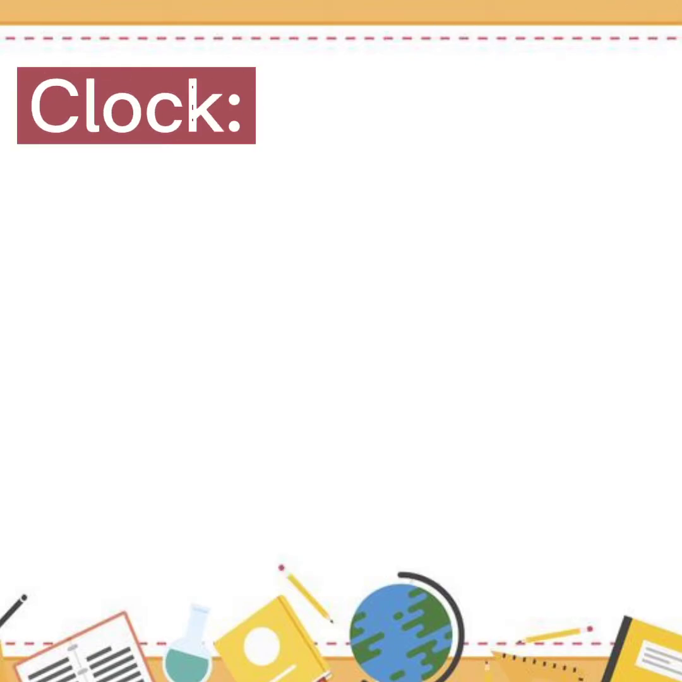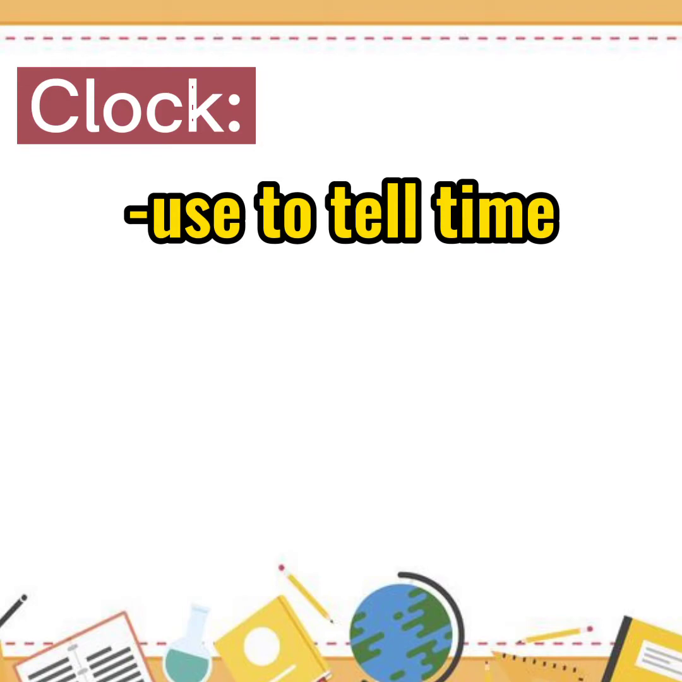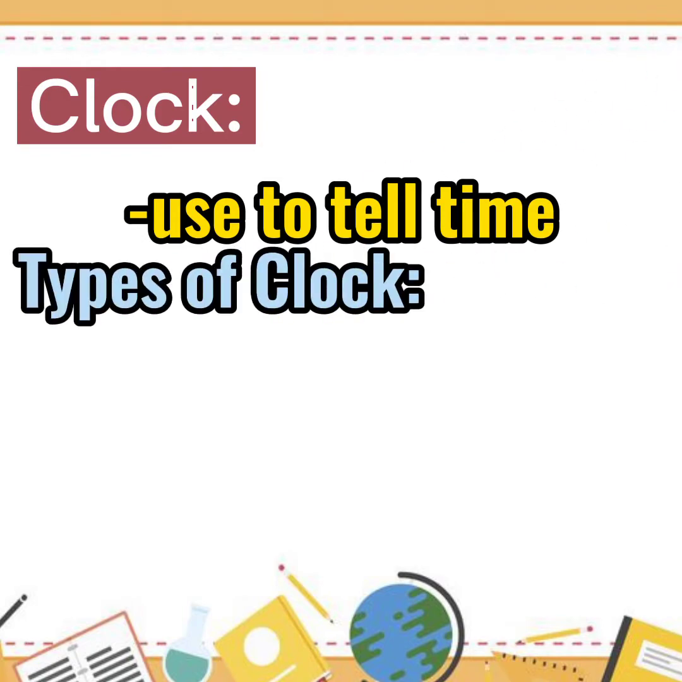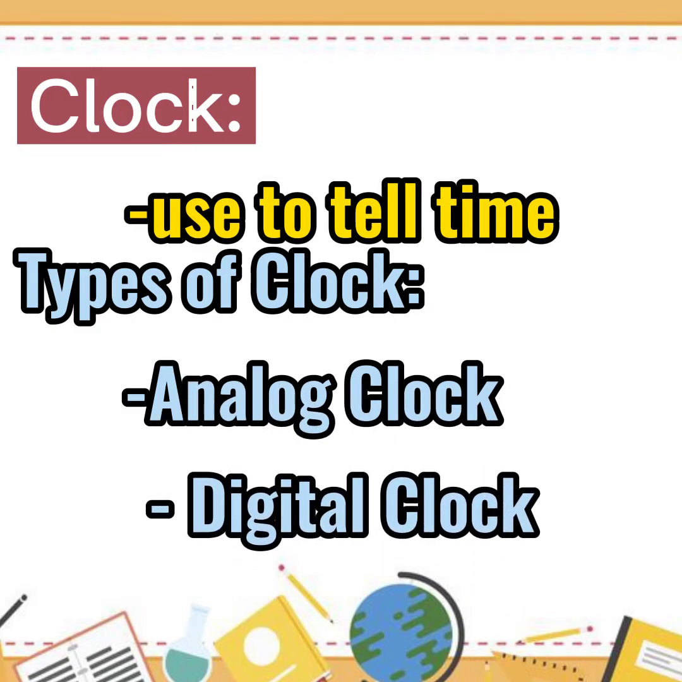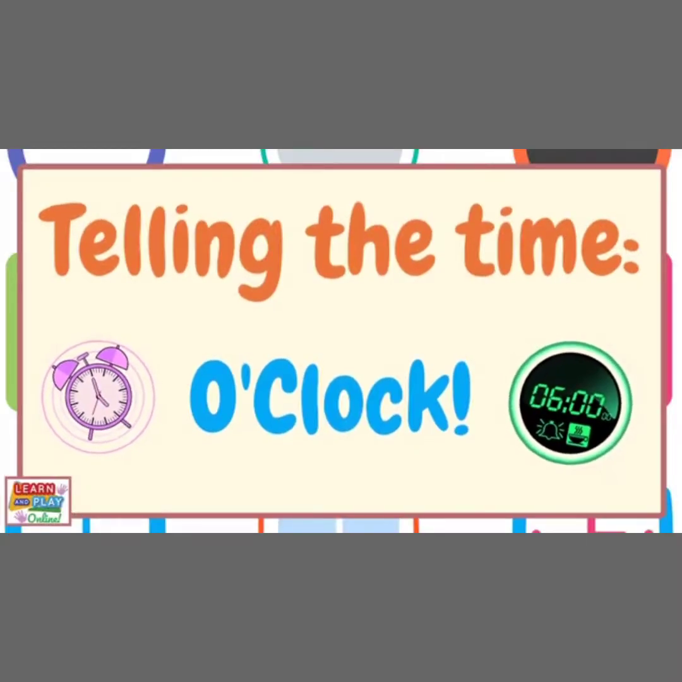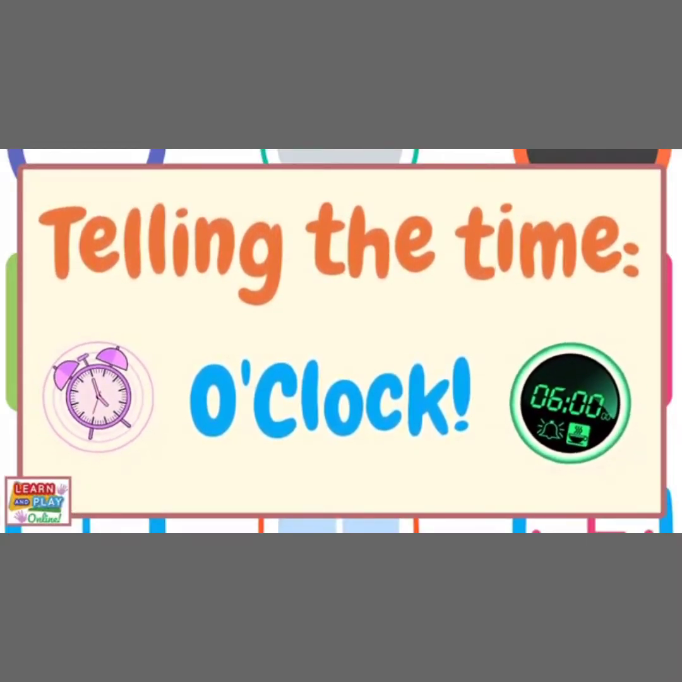Clock is used to measure time or to tell time. There are two types of clock. We have analog clock. Analog clock has 12 numbers and 2 or 3 hands. And the second type of clock is called digital clock. Let's try to tell time. First is telling time in o'clock.